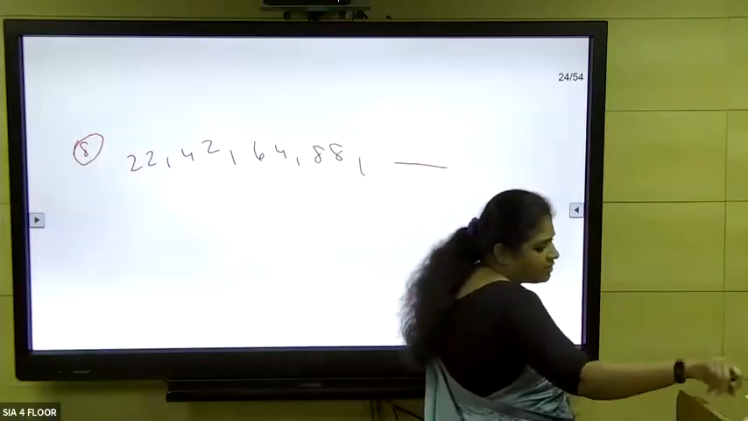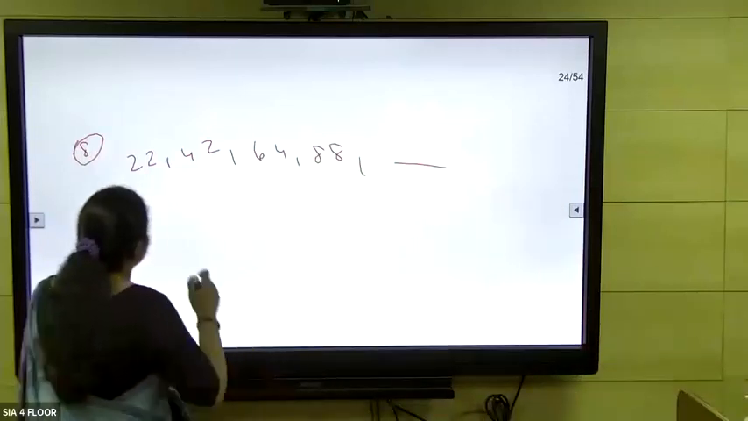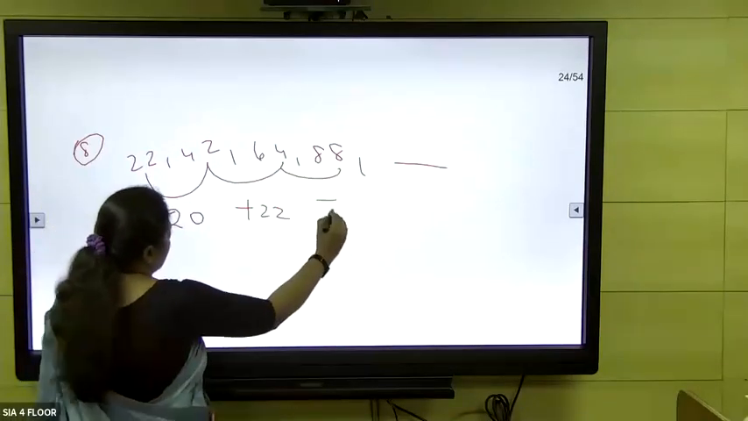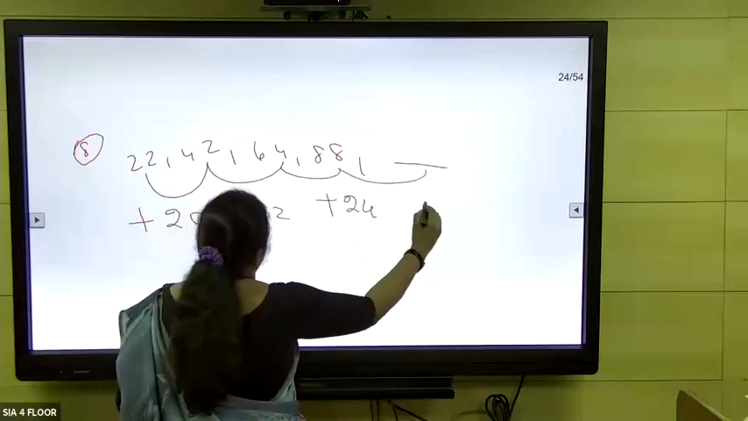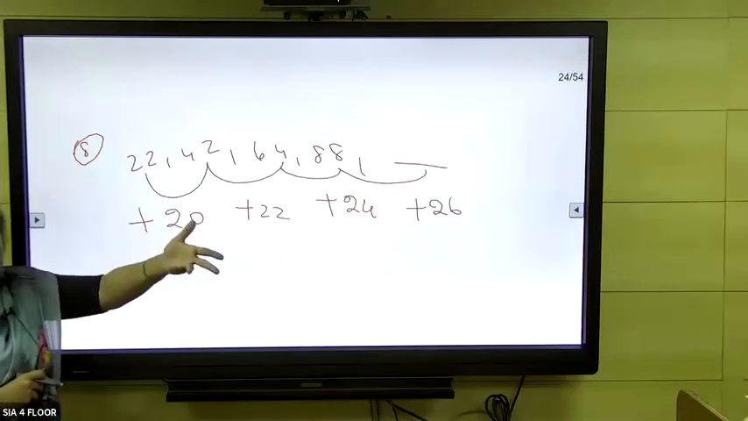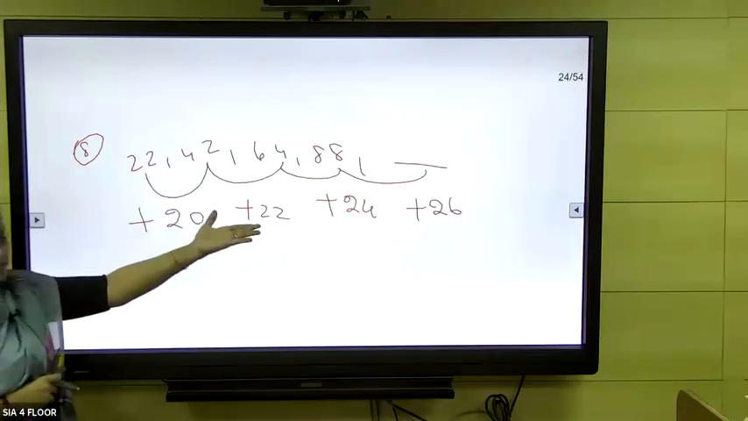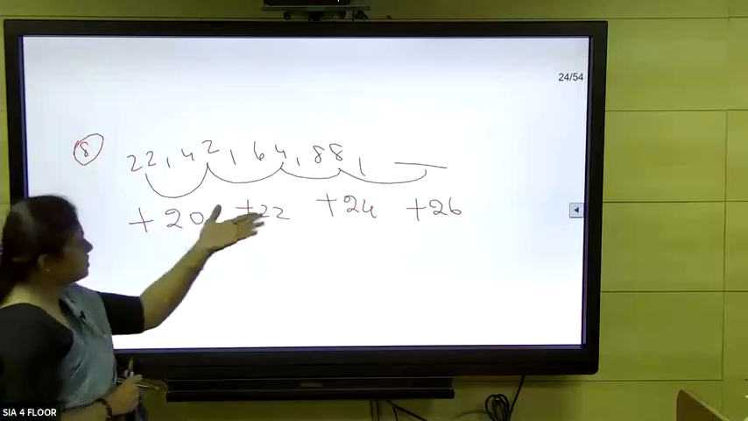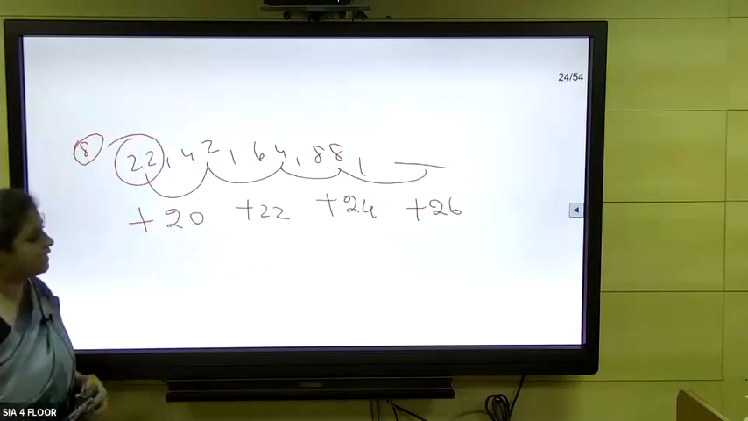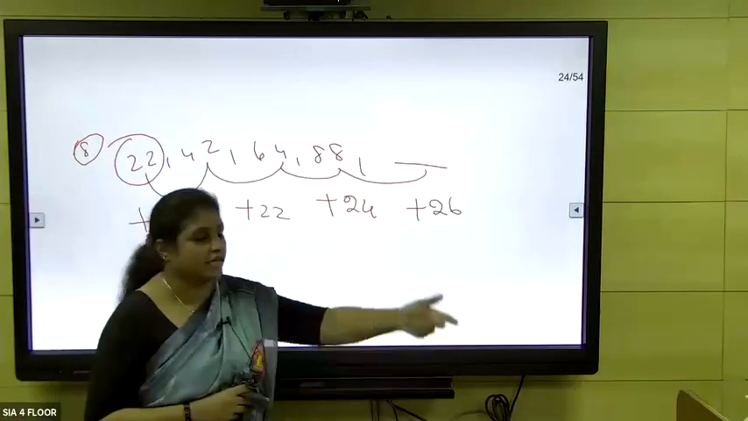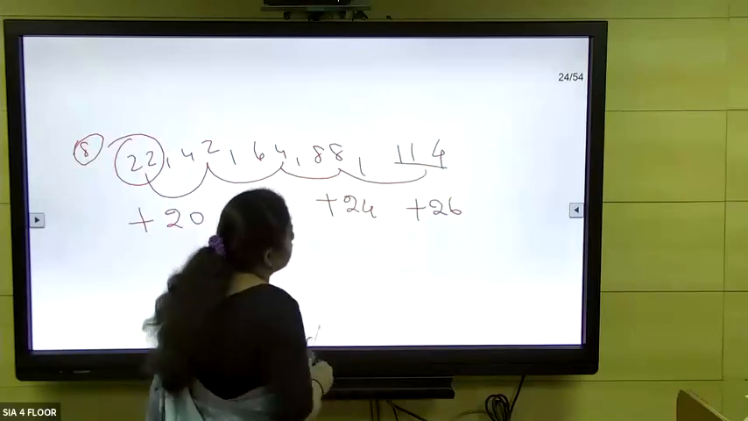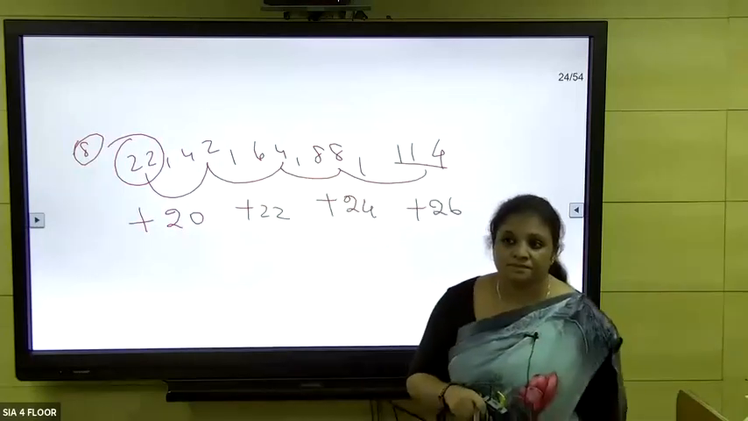So it's an increasing sequence. It's a slow increase. I'm just taking the difference: this is 20, this is 22, and this is 24. So next should be 26. I would say this is a gradual increase. It's not a sudden increase, not a fast increase. It's gradually increasing. So we just go for simple addition, seeing what should be added to this to get the next number, and what should be added to this to get the next number. So 26 added to this, we'll get 114. Hope I'm not wrong with the answer.